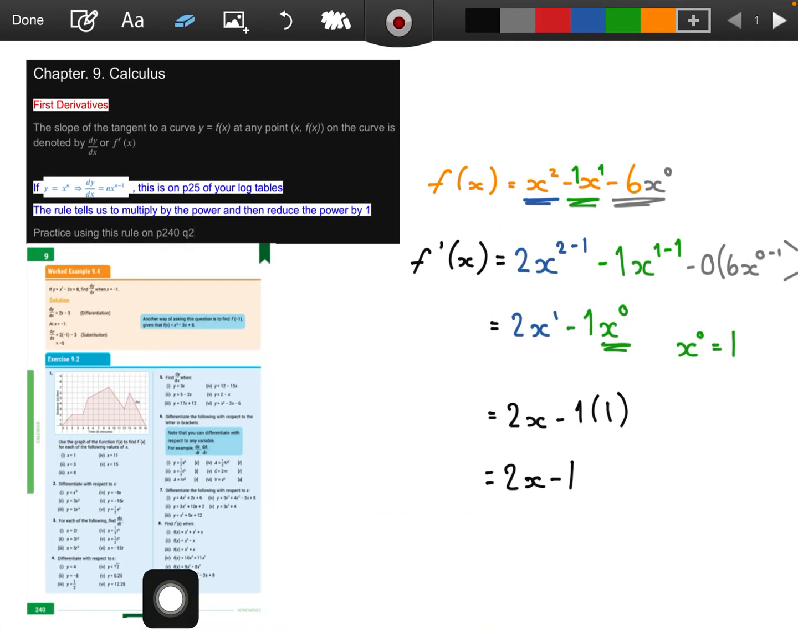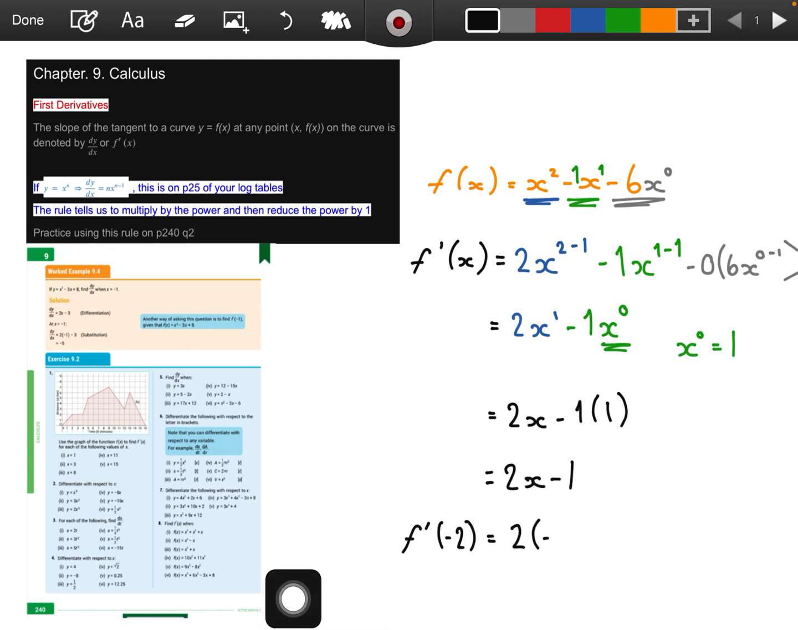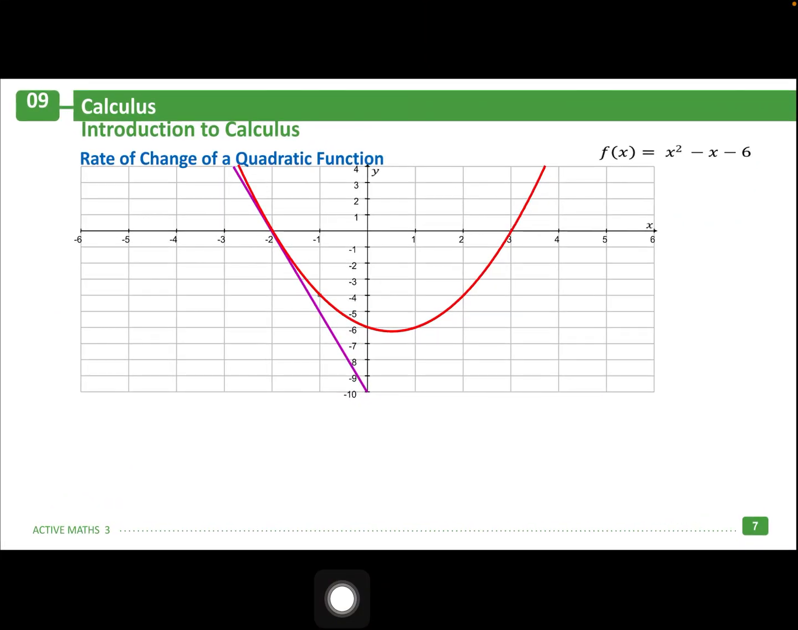Okay, so if x was minus 2, then we had f prime of x as minus 2. We're doing the same function as we got up here, but we're filling in minus 2 for x. So it'll be 2 times minus 2 minus 1. So that's minus 4 minus 1, which is minus 5. So the tangent at x is minus 2 is minus 5. So this line here has a slope of minus 5.